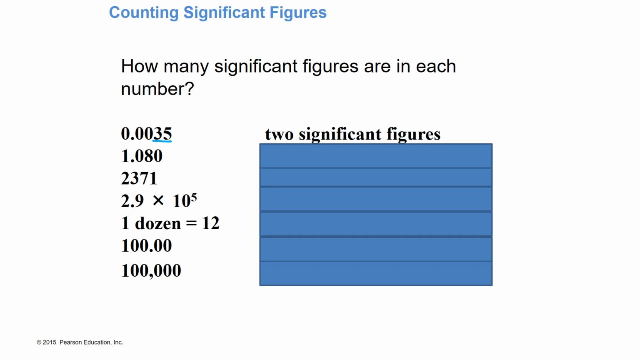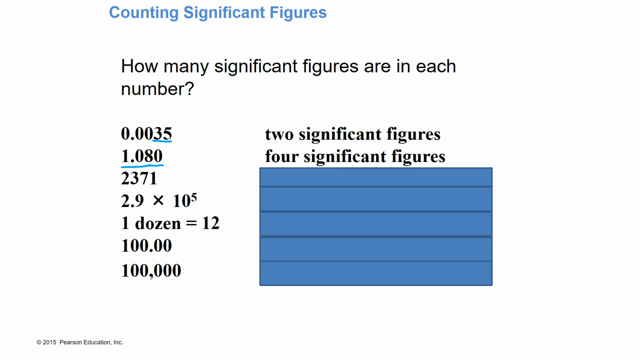All right. How many significant figures in 1.080? 3. All right. So going by the rules, that 0 is sandwiched, so it counts. So we know at least 3. And then that's a trailing 0 after a decimal. So everything counts in that one. All right. So that one is going to have 4 sig figs in it.